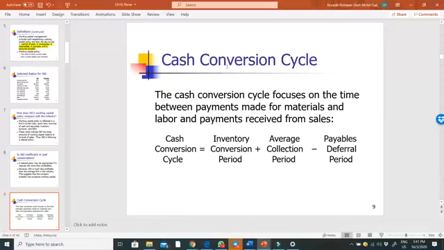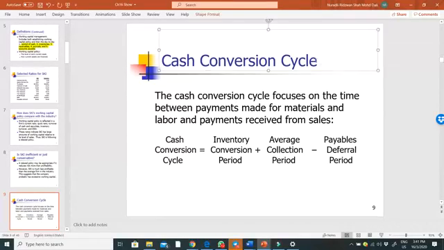Now let's look at the cash conversion cycle, CCC. It focuses on the time between payment made for the materials and labor and payment received from sales. For example, we have the inventory conversion period plus the average collection period minus the payables deferral period. So that is CCC. How many days do you need to convert product and then receive the money from your customers?